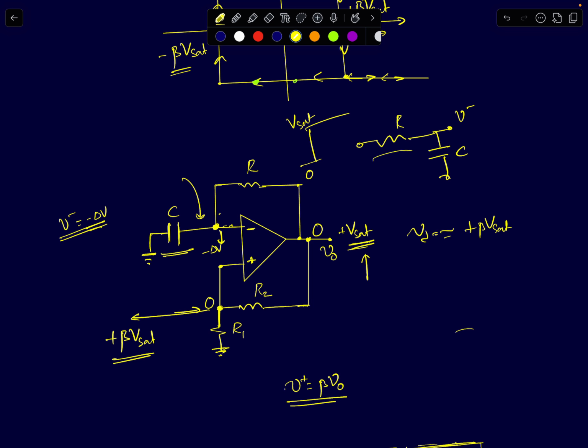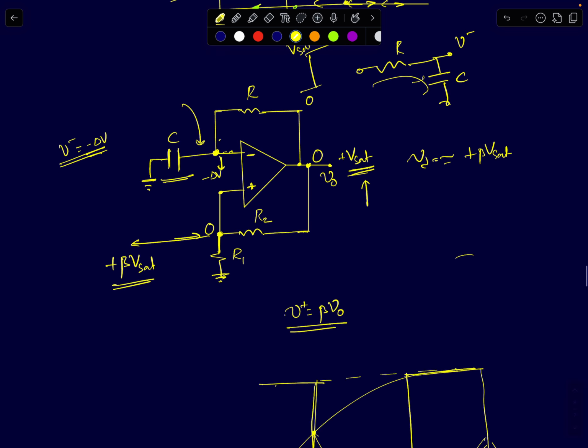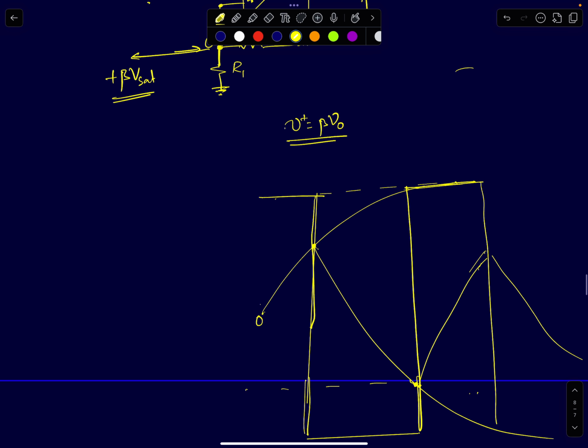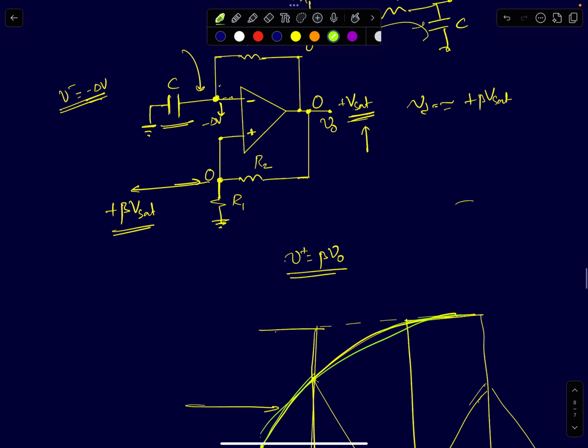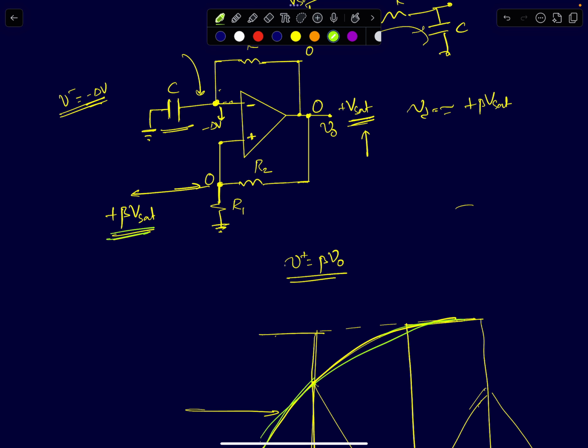So now the resistor will start charging this capacitor, and it will increase with the time constant of RC. From 0 it will start, and it will slowly try to increase to plus Vsat. That's what I've shown here. Let me show it in a different color. So it will try to do this. So V minus is now slowly increasing. V plus is at plus beta Vsat. V minus is now slowly increasing. When V minus reaches plus beta Vsat, that's when your V minus will start becoming greater than V plus.